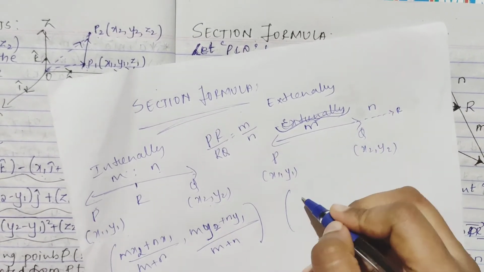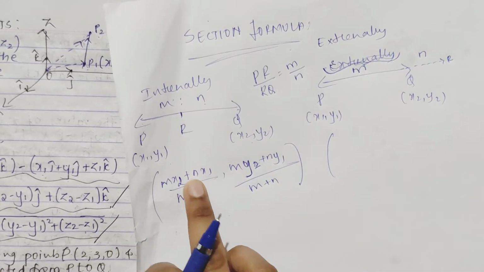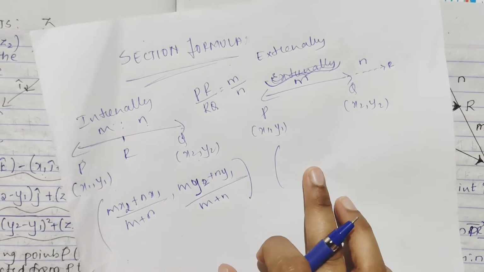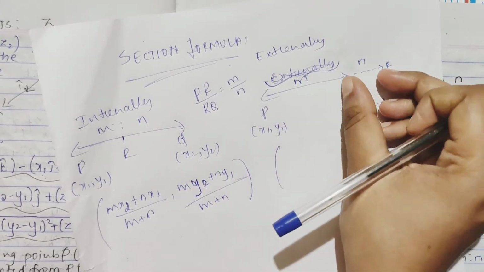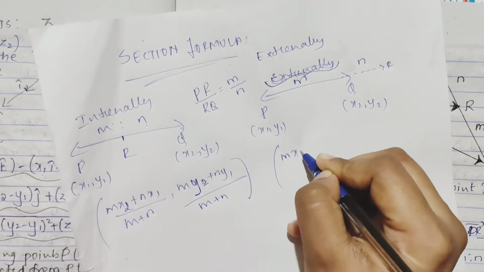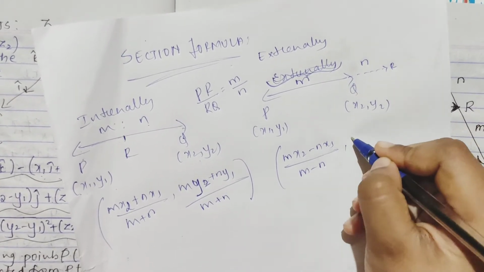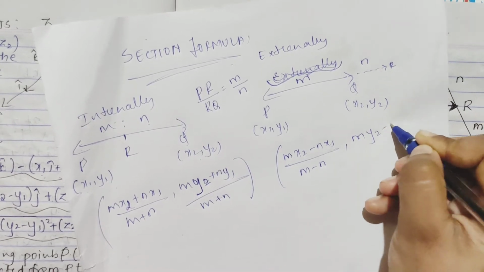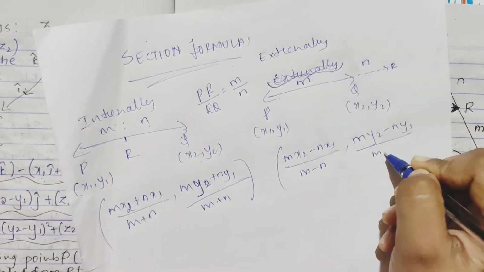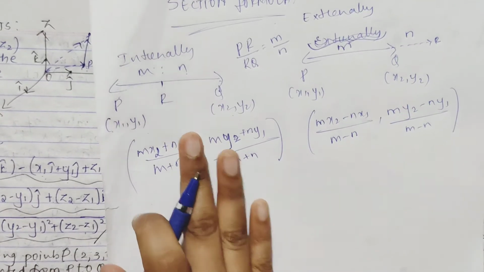And how do we give this formula? In your internal part the plus sign comes, and in your external it will be minus, because here you are extending the part. It will be the same: (mx2 minus nx1) whole divided by m minus n, and (my2 minus ny1) whole divided by m minus n. This you have studied in your SLC, internal and external.